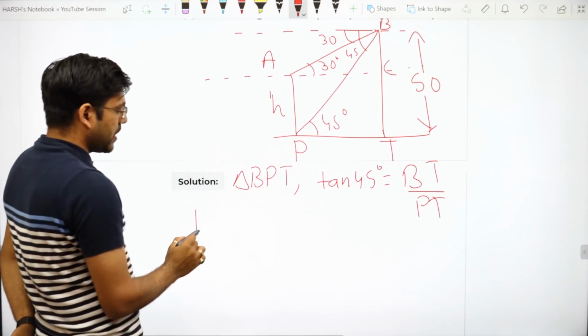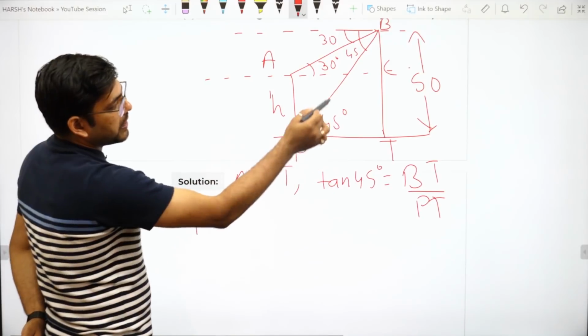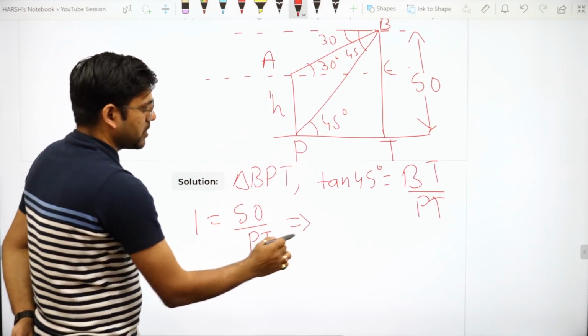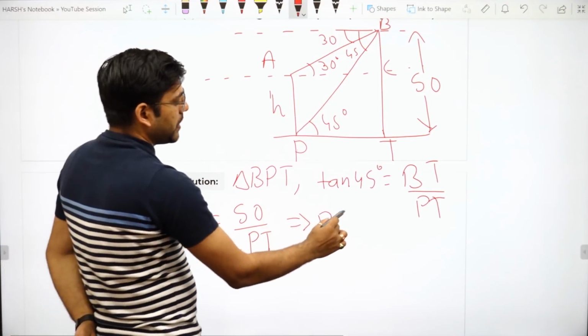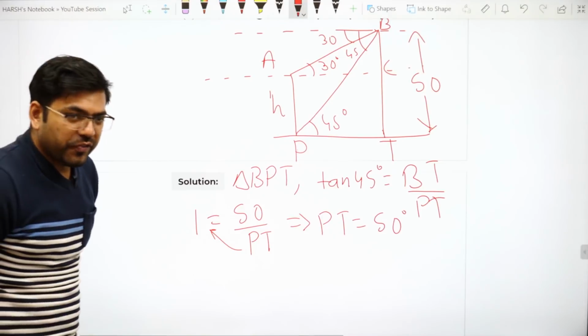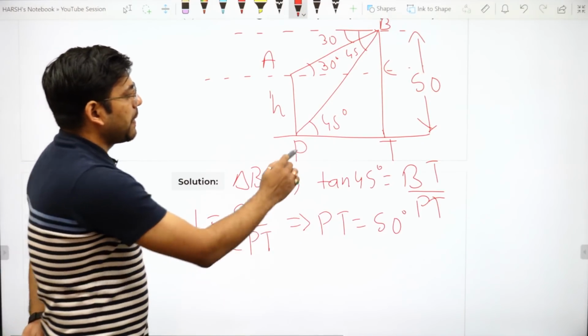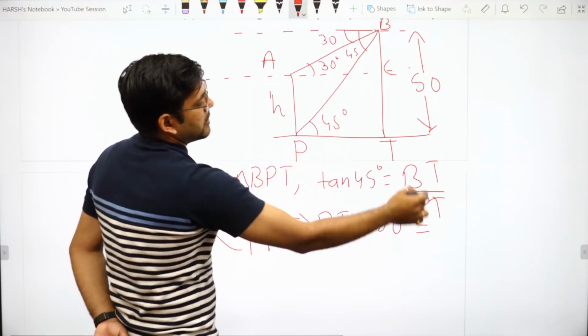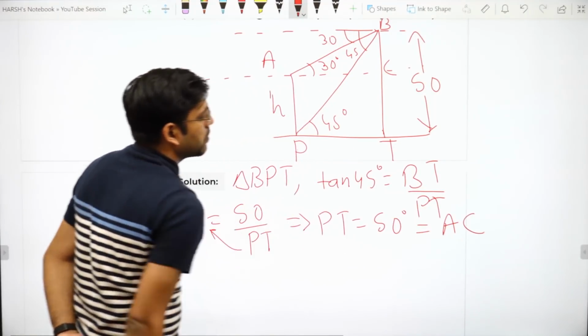Tan 45 is 1, equal to BT, which is 50, divided by PT, which we do not know. So this implies, going to this side, PT will be equal to 50. Now, PT is equal to AC, so I will write here PT is equal to AC.